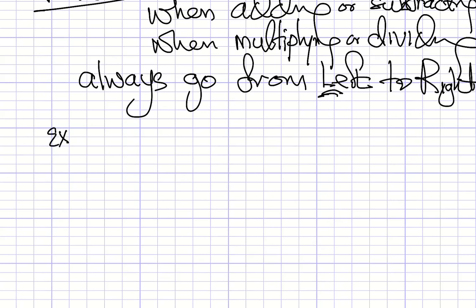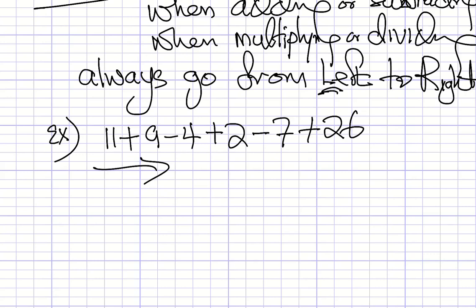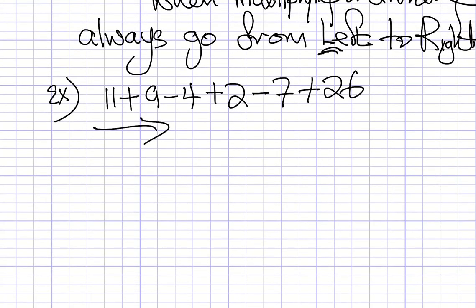Here's an example. Suppose you're given to do this: 11 plus 9 minus 4 plus 2 minus 7 plus 26. All right. Notice that what is involved there is only addition and subtraction, right? So when you do an addition or subtraction, you just go from left to right. You're gonna be okay. Don't jump all over the place. Never go from right to left. Okay, so then you start from left. You say 11 plus 9 is equal to what? 11 plus 9 is 20, right?